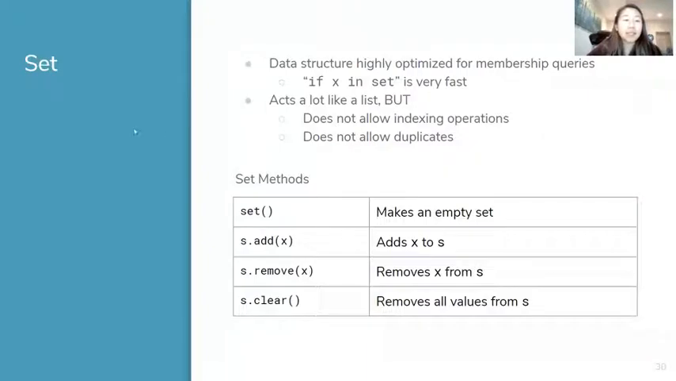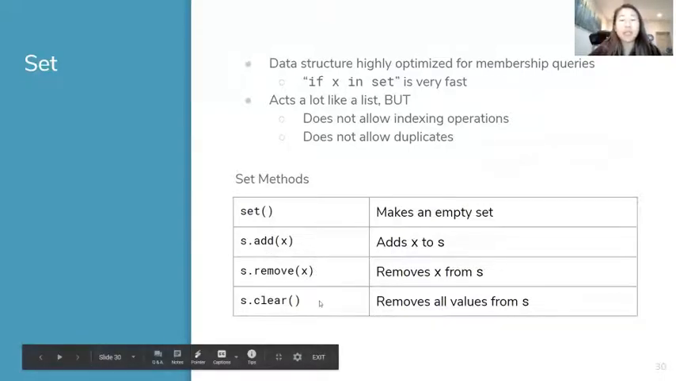Next is a set. A set is a data structure that is highly optimized for membership queries. So if x is in set, it is very fast. It acts a lot like a list, but it does not allow indexing operations, and it does not allow duplicates. So for example, set methods make an empty set, and there are other methods such as add, remove, and clear, which adds to it, removes from it, and deletes everything from the set.